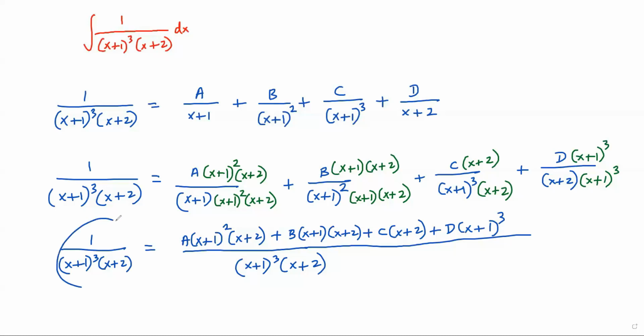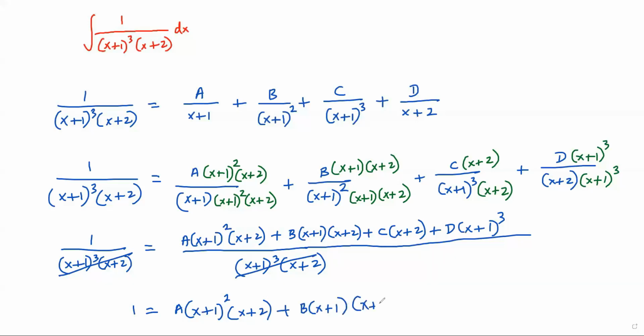Here, the fraction on the left side and the fraction on the right side have the same denominator, so we can cancel it out. So we get 1 on the left side. On the right side, we have A times (x + 1) squared times (x + 2) plus B times (x + 1) times (x + 2) plus C times (x + 2) plus D times (x + 1) to the third power.